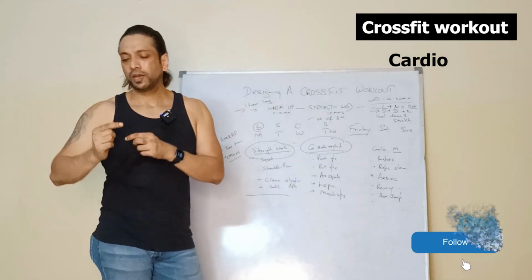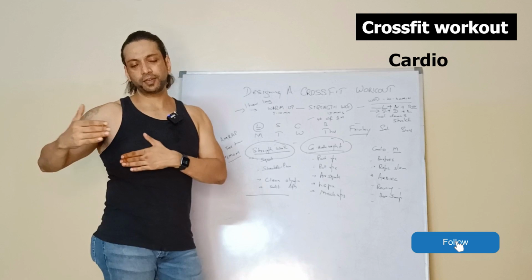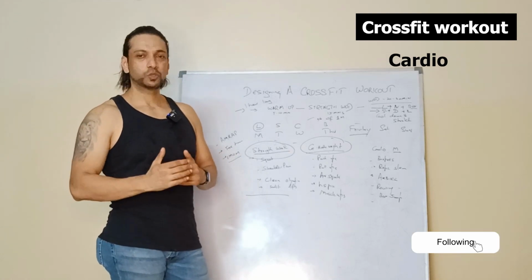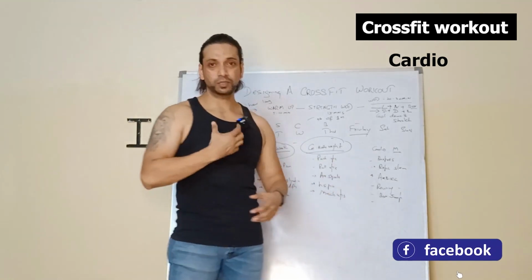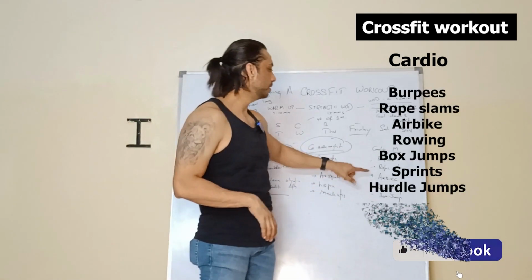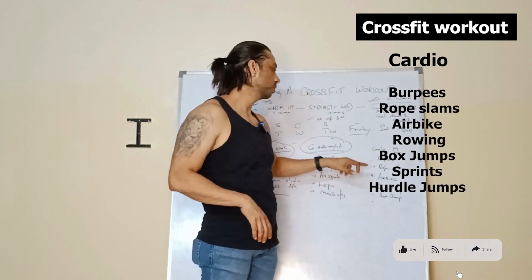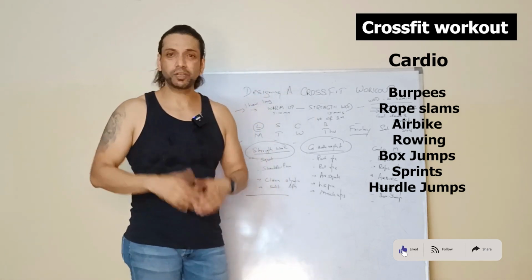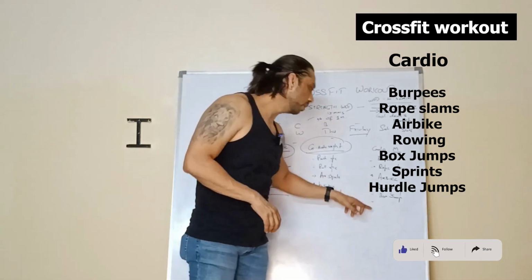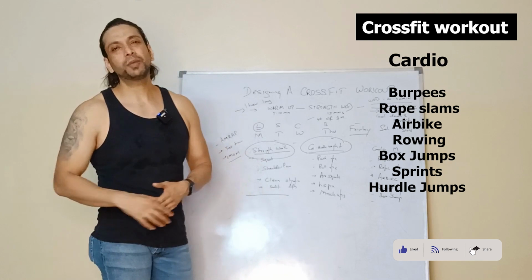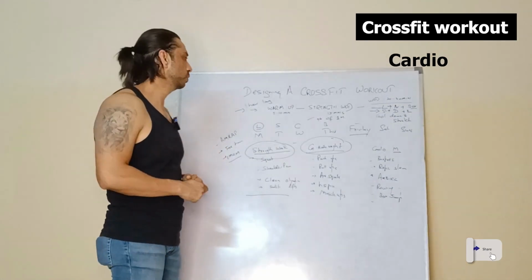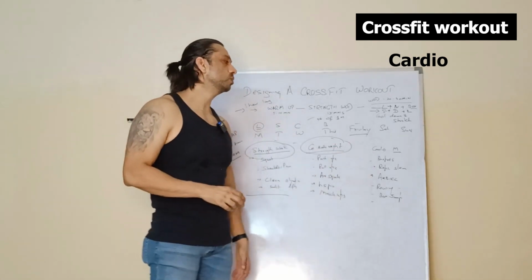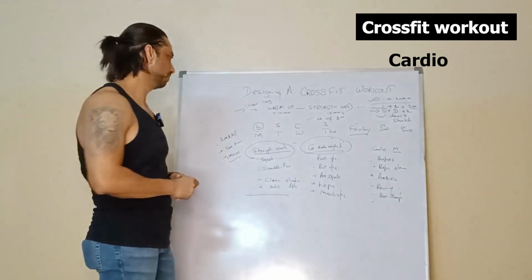are done for a limited period of time, like 30 seconds, a minute, max 2 minutes. So short bursts of fast movements which work the cardiovascular system, like burpees, rope slams, sitting on an air bike, doing it really fast for 30 seconds, rowing, box jumps, and many more, sprints. So all of that, hurdle jumps. So you could add loads and loads of cardiovascular movements there.